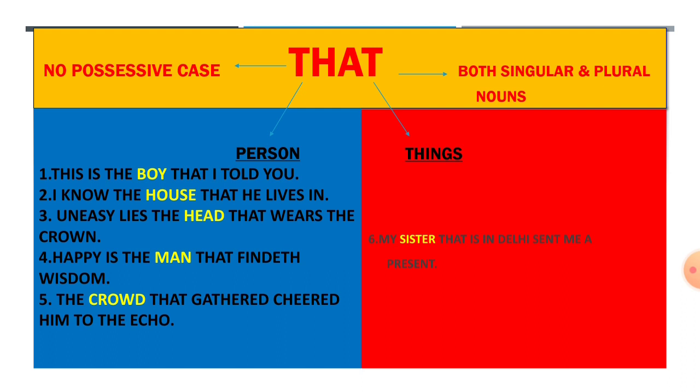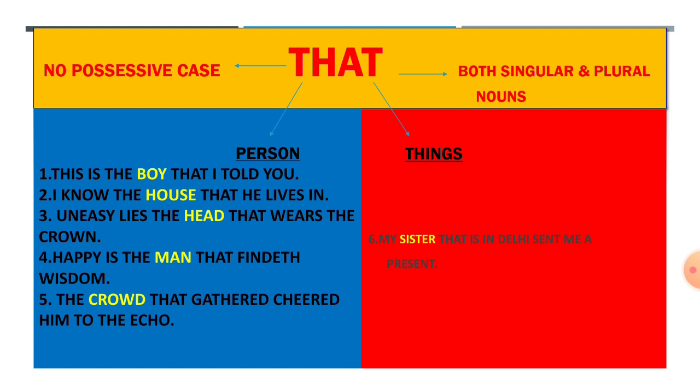See the first sentence. This is the boy that I told you. So can you see that? "That" is referring to the antecedent or the noun, that is boy. And here boy is a person. I know the house that he lives in. Now this one is a thing, because here "that" is referring to house, which is non-living or a thing.